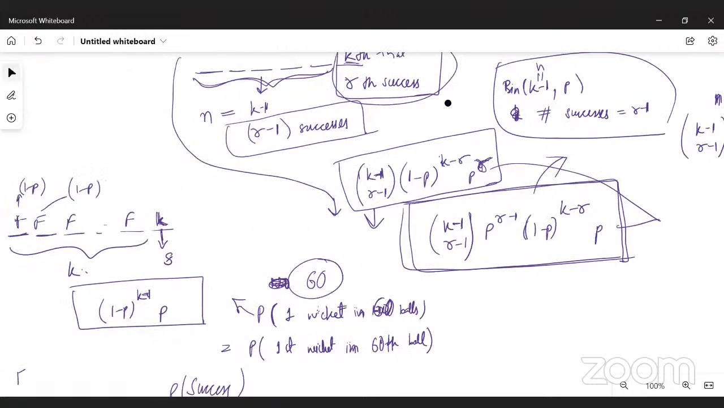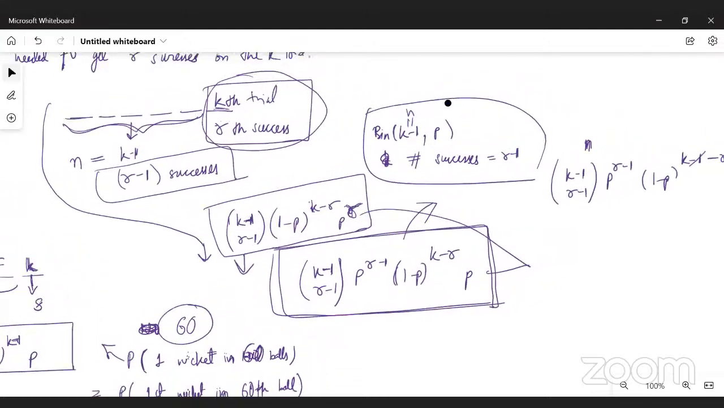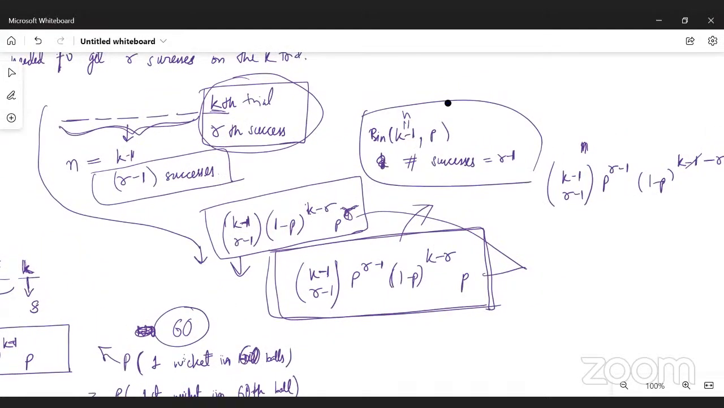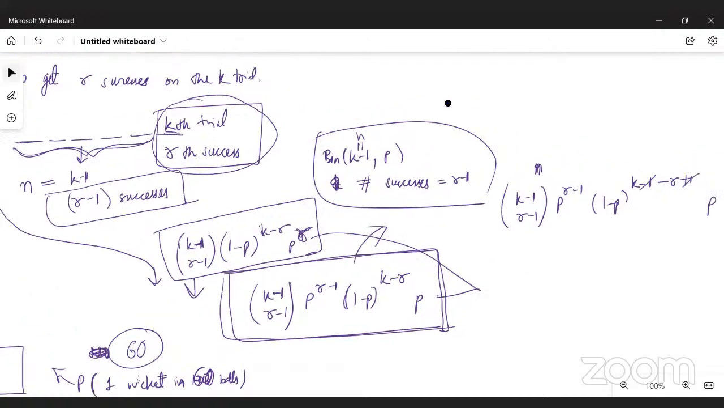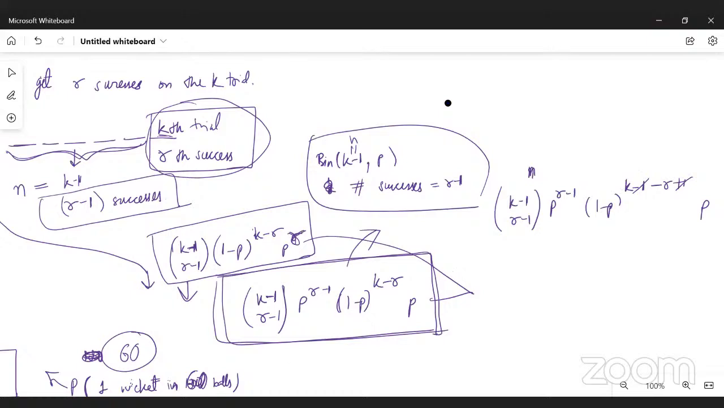So, ma'am, where P is the probability of success on the Rth trial? P is the probability of success, not on the Rth trial or something. Each of the trials is Bernoulli P, where P is the probability of success, not the probability of success on the Rth trial. Okay, ma'am, got it. Thank you.